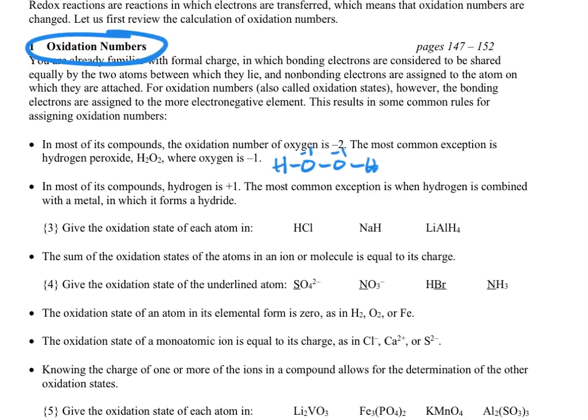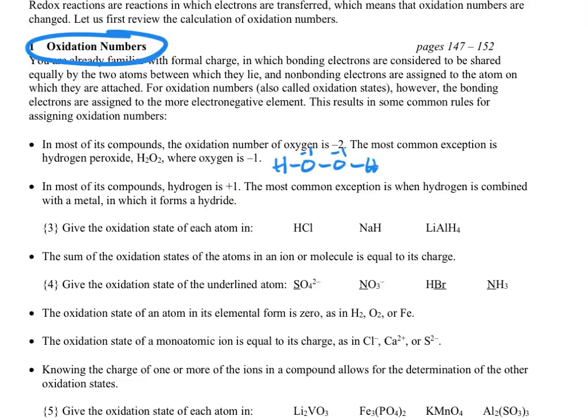In most of its compounds, hydrogen is going to have a +1 oxidation state. Hydrogen is not very electronegative at all, so in the competition for the bonded electrons, it's going to lose out to just about all of the main group elements at least. And so its most common oxidation state is going to be +1.